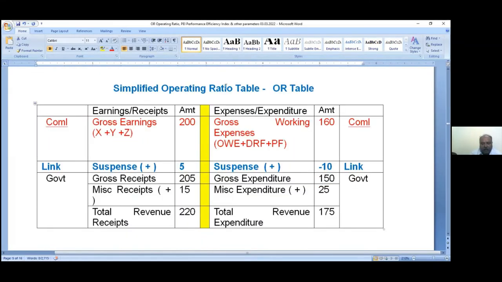Here, please check. This is the simplified operating ratio table. Please check. Any doubts, please ask me. Here I have taken one row, gross earnings, and I have taken gross working expense. See, I have taken very small figures, that is 200 and 160. Then what is the operating ratio? Please tell me. Please message in the chat. This example is a very simple problem.